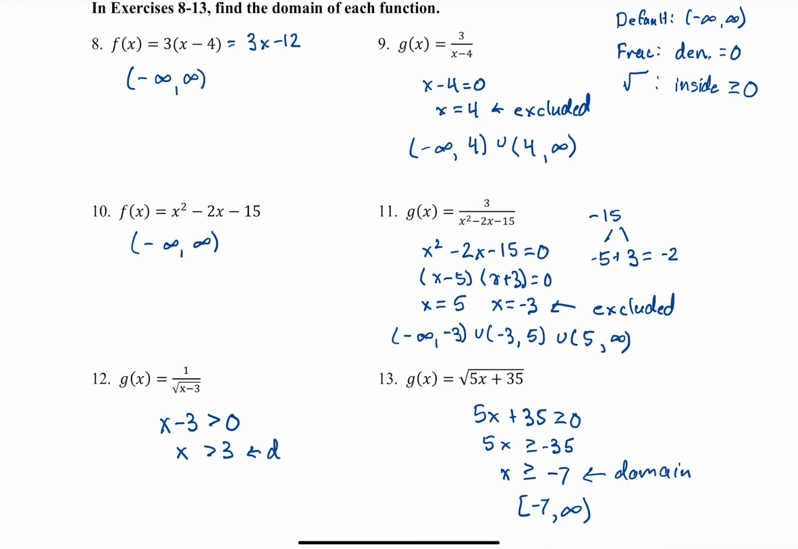This right here is our domain. Again, we removed the equal to, so we figured out what we needed to exclude, namely the 3. So the domain here is parentheses 3 to infinity. So those are the main cases for domain you'll want to be comfortable with.